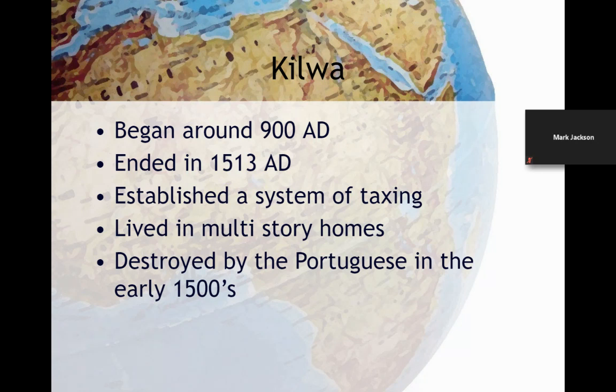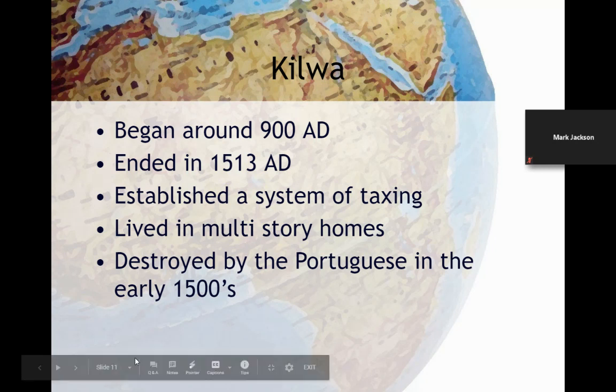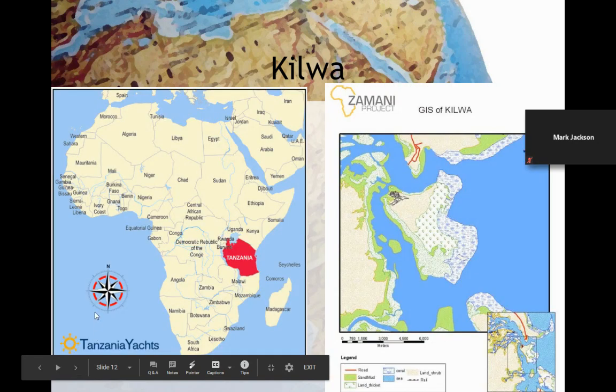Now, the Portuguese thought this was great when they first found them in the year 1500, but they didn't really care, and they sold the whole kingdom off into slavery, bringing an end to Kilwa.